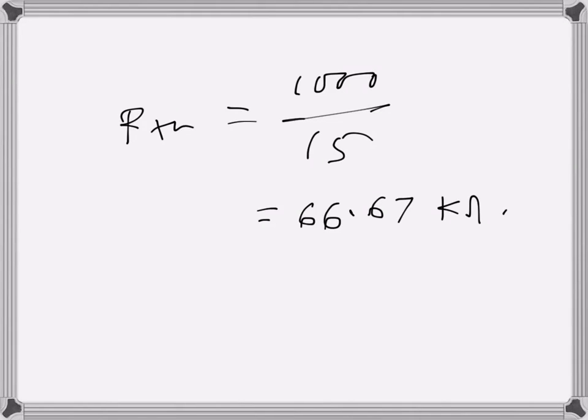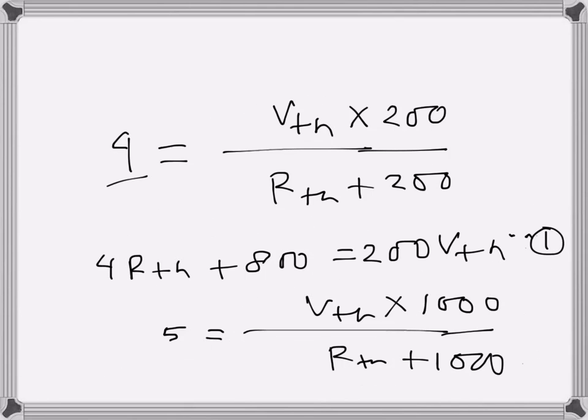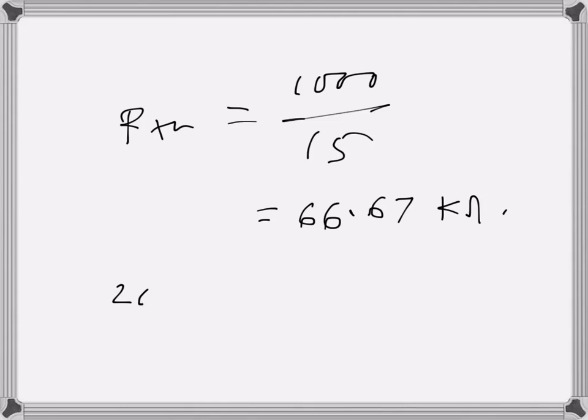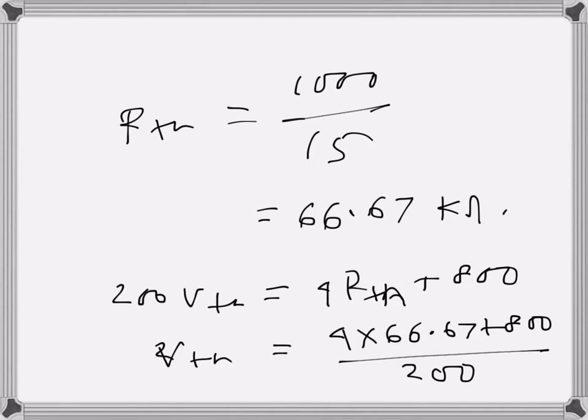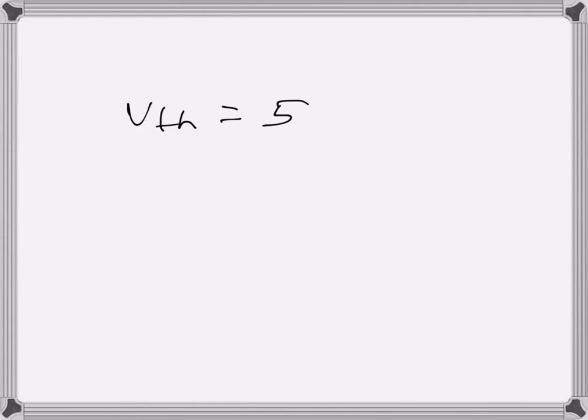Now in order to find V Thevenin, I can just rearrange one of the equations. Let's rearrange equation 1. So that is 200 V Thevenin is equal to 4 R Thevenin plus 800. So V Thevenin is now 4 times 66.67 plus 800, over 200. If I do that, I get V Thevenin as 5.33 volts. So that's the V Thevenin. So with this information, we can find the Thevenin's voltage and Thevenin's resistance, which is basically the line resistance of the circuit.